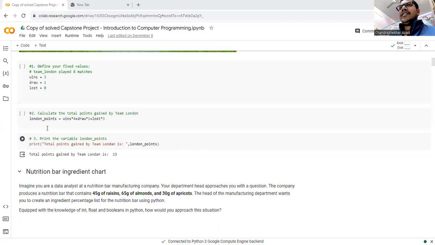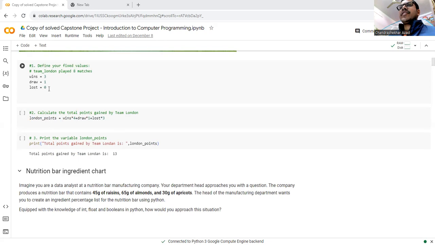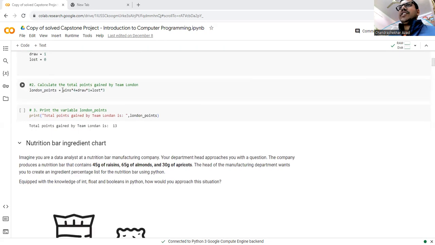So first we assign the fixed values, that is for win 3 points, draw 1 point and lost 0 points. And using this formula, that is London points is equal to win into 4 plus draw into 1 and lost into 3. So this formula will get the total points gained by Team London.